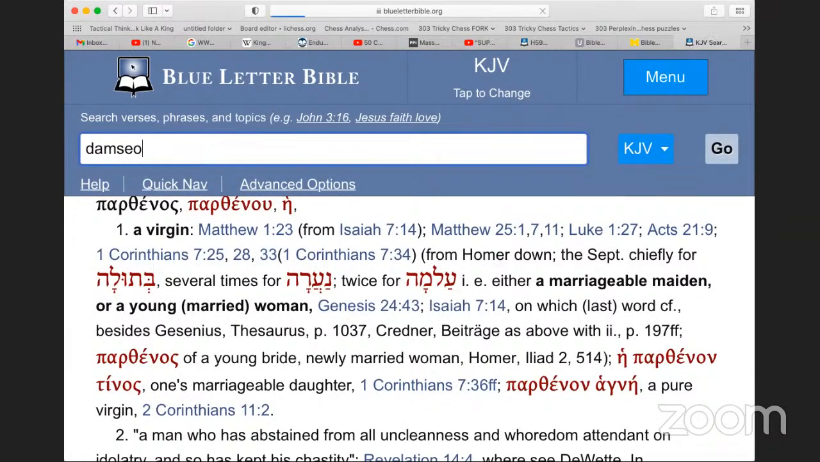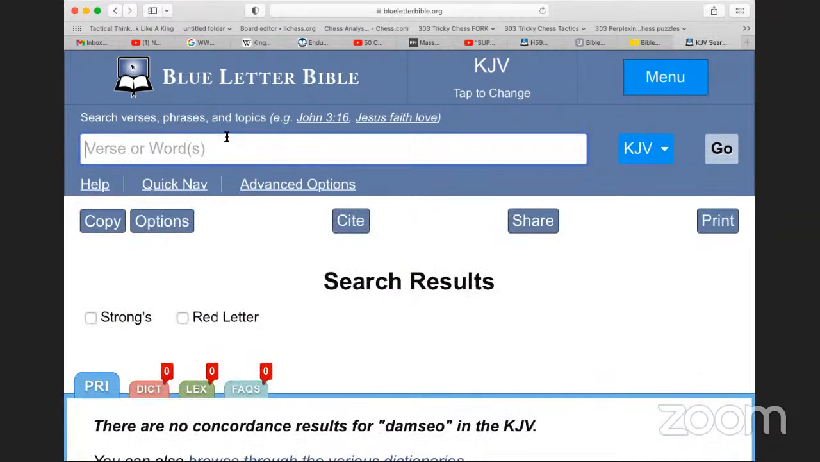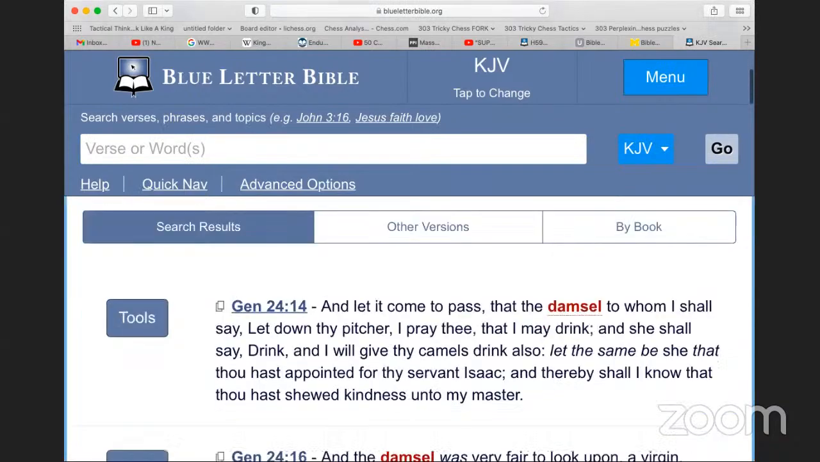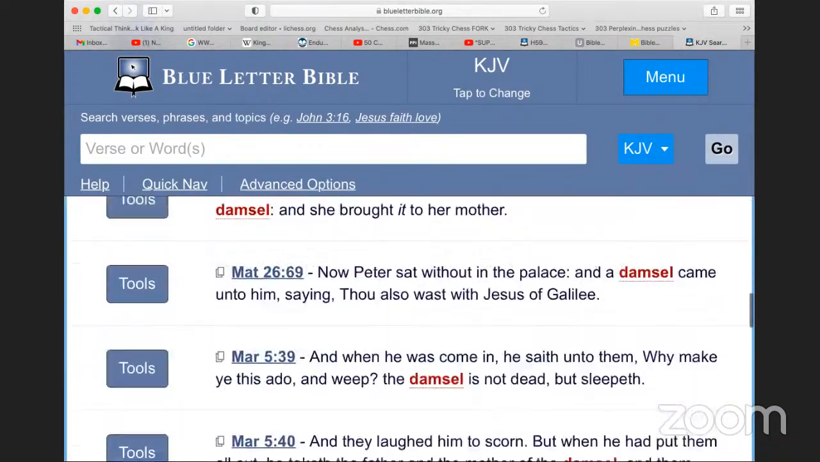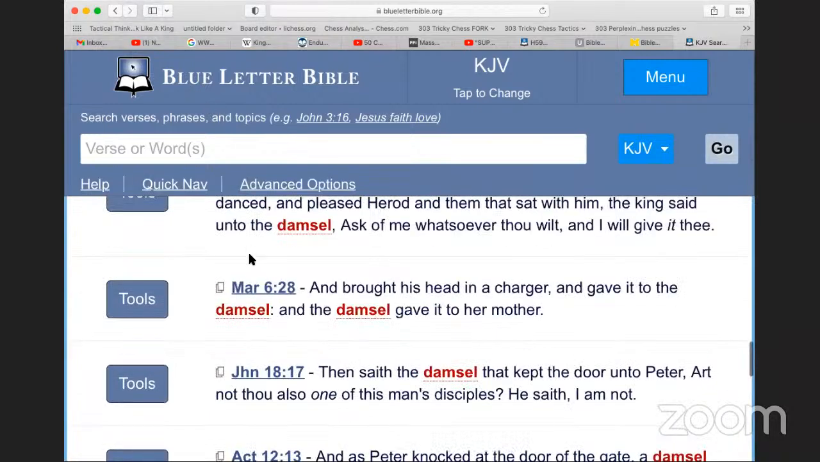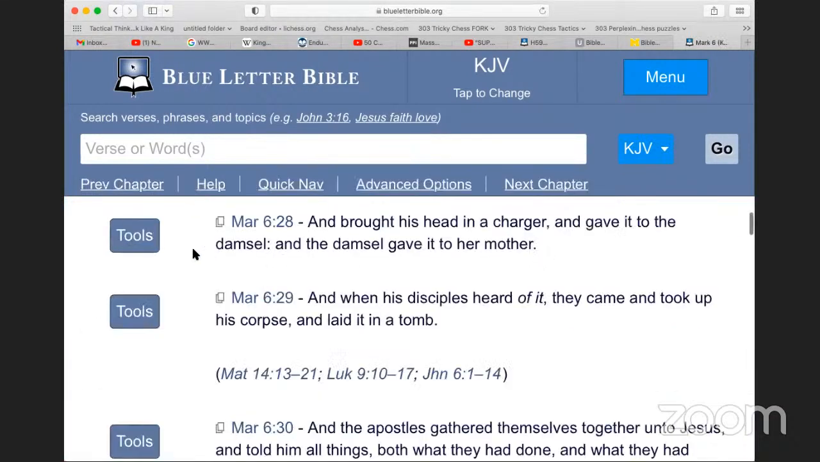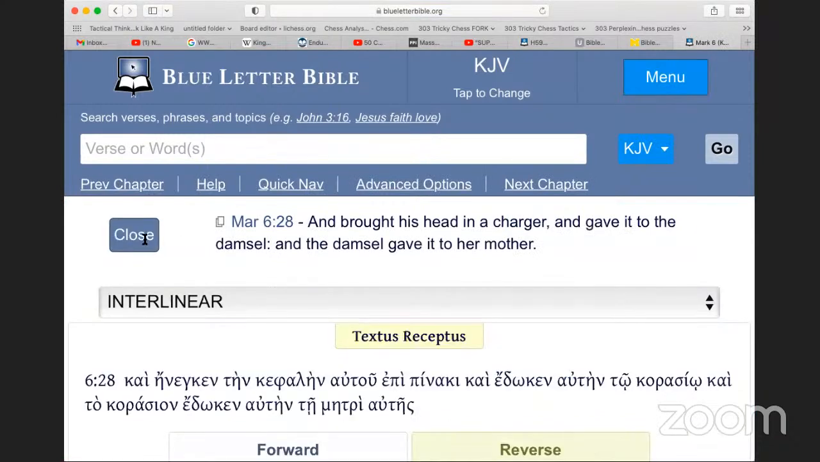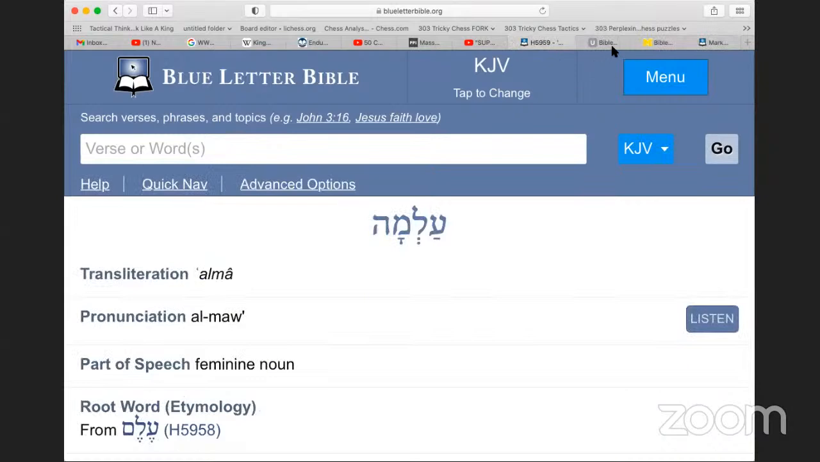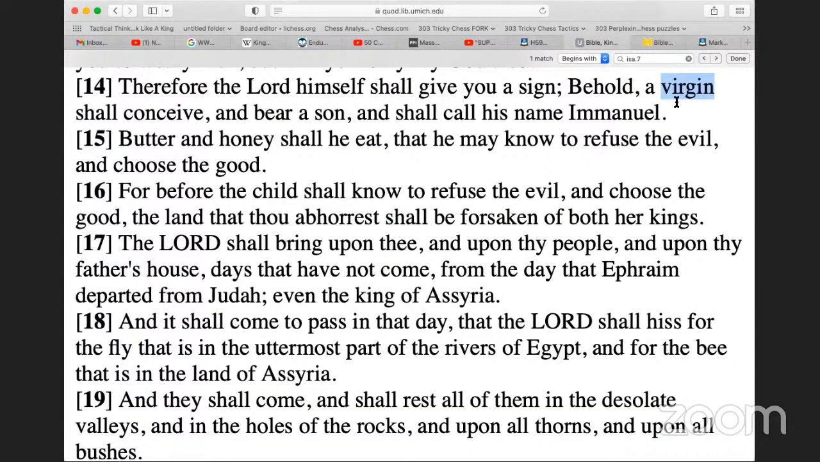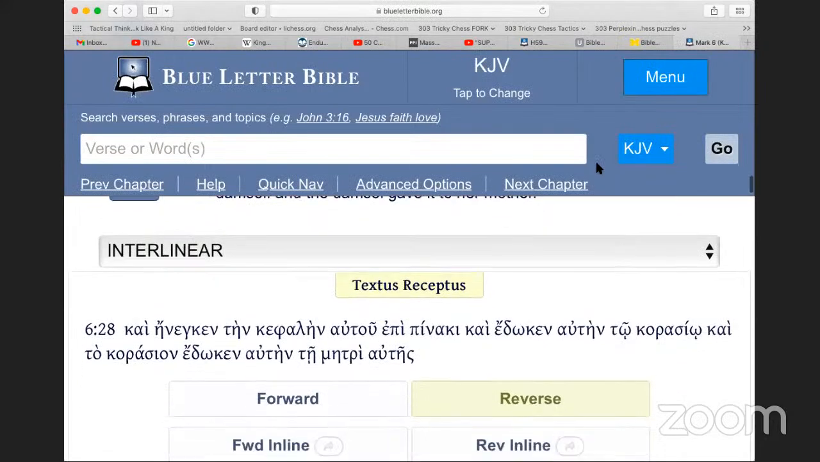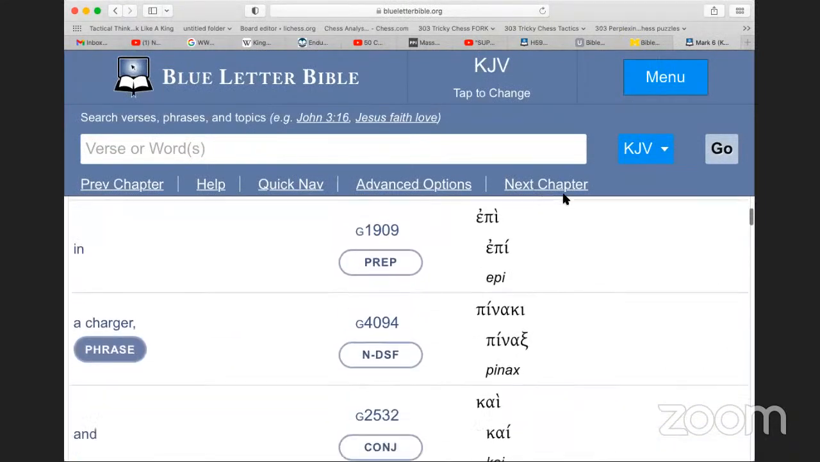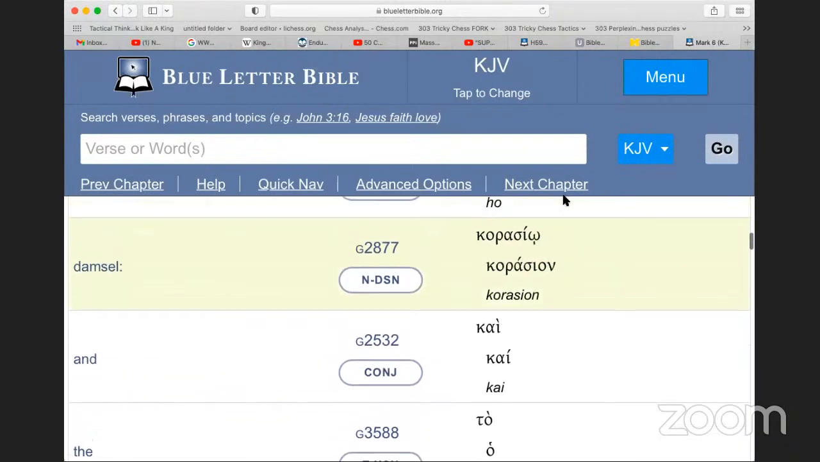Damsel. Oh, I didn't even put that. Damsel. Okay. Okay, here we go. So let's go to the damsel in the New Testament. I like to believe that if the Greeks are going to translate the Hebrew Isaiah 7:14, and they're going to say virgin in Greek, they should have used something like this. In my mind, they should have used something like damsel. I think that'd be more accurate and more fitting.